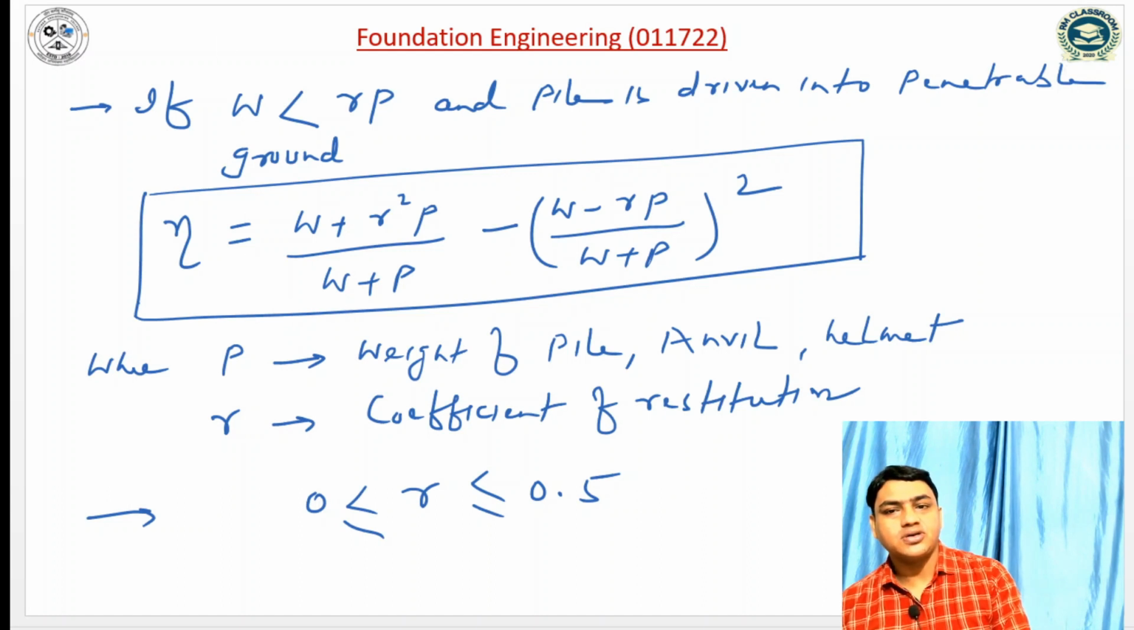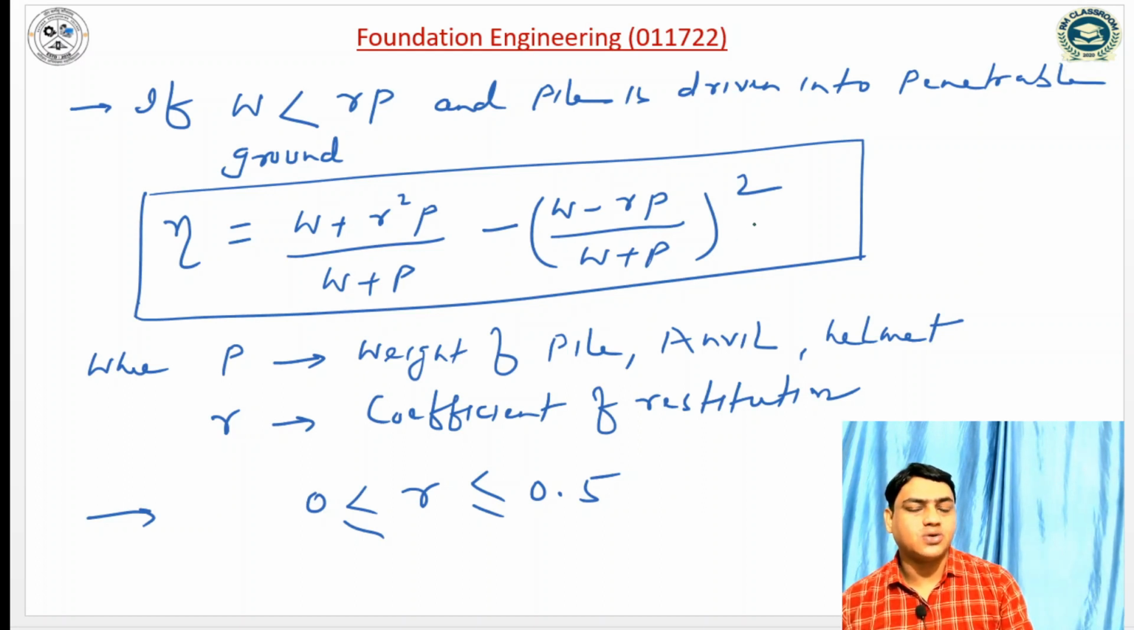then we can compute the efficiency of blows as W plus R square P by W plus P into minus W minus R minus RP into W plus P whole square, where W we know is the weight of hammer and P is the weight of pile, anvil and helmet weight, and R is the coefficient of restitution, and the value of coefficient of restitution lies between 0 to 0.5.